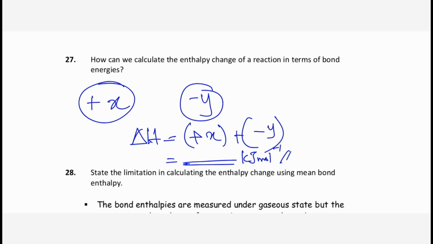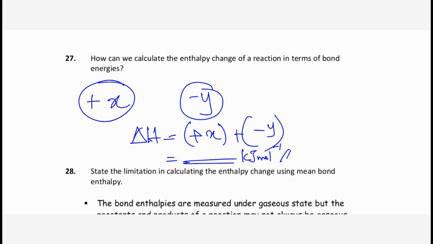Calculate the energy required to break the bonds of all the reactants. Likewise, calculate the energy released when the bonds are made at the products. Write in brackets, which is exothermic, negative.